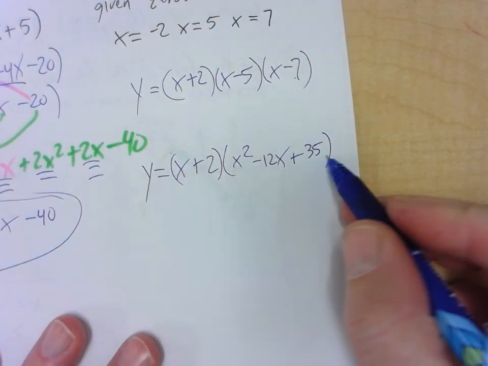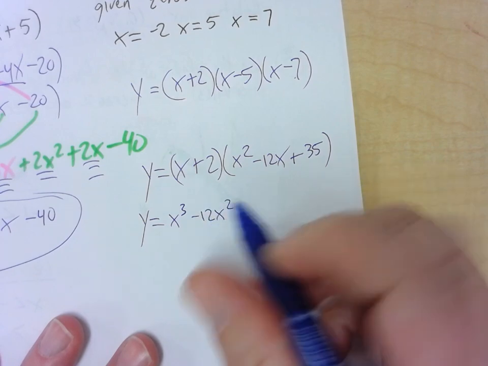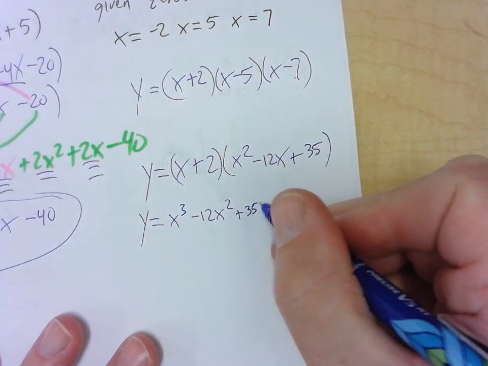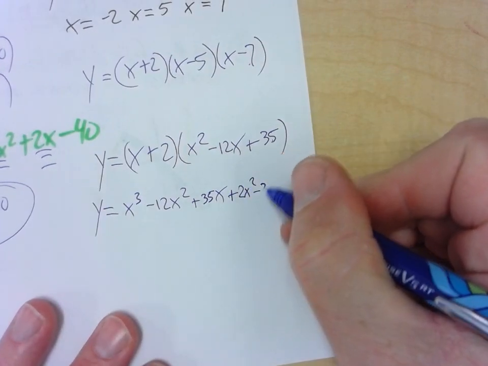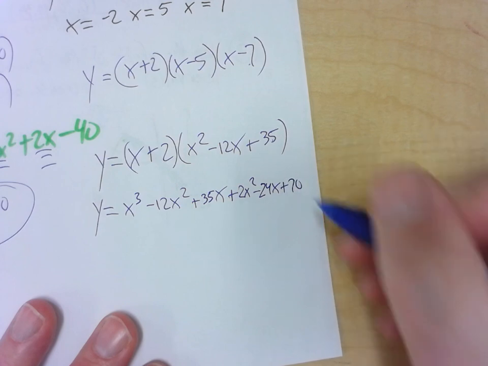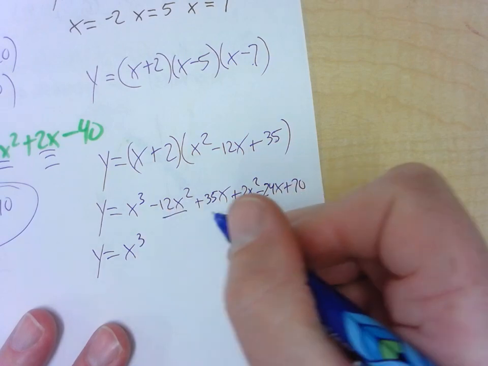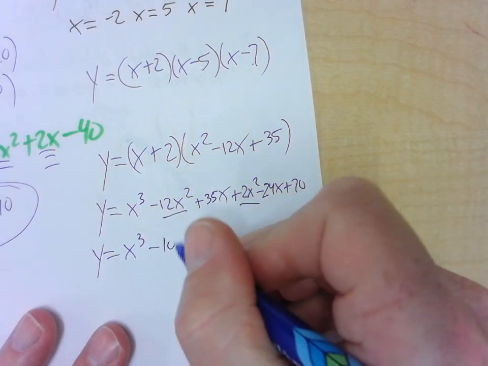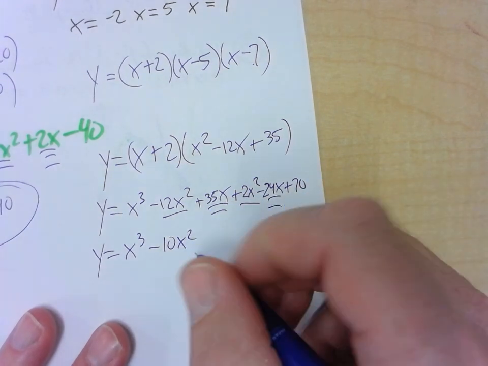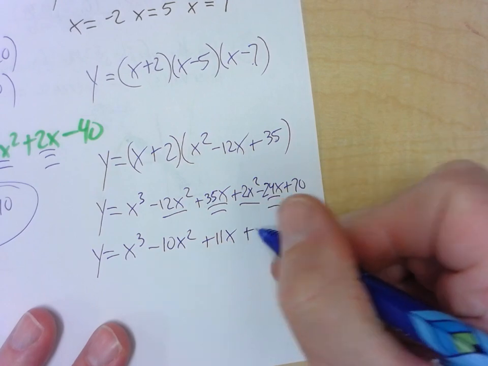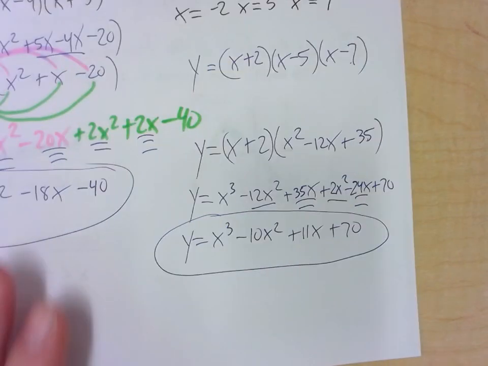Now I'm going to take x times each one of these. So I get x cubed minus 12x squared plus 35x. Now 2 times each one of these, so I'm just doubling: 24x and 70. Now I put together my like terms. I get x cubed, squareds go together, 10 of those, negative. The x's go together: 35 minus 24 is 11. And then 70. All right. So there's the answer to that one.